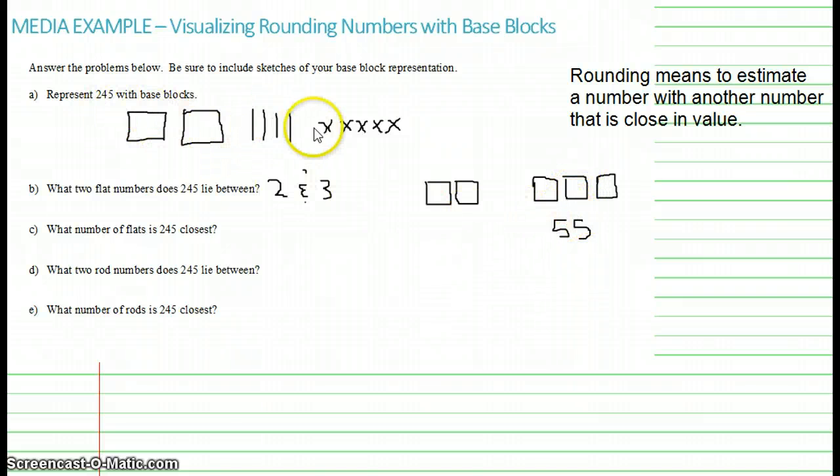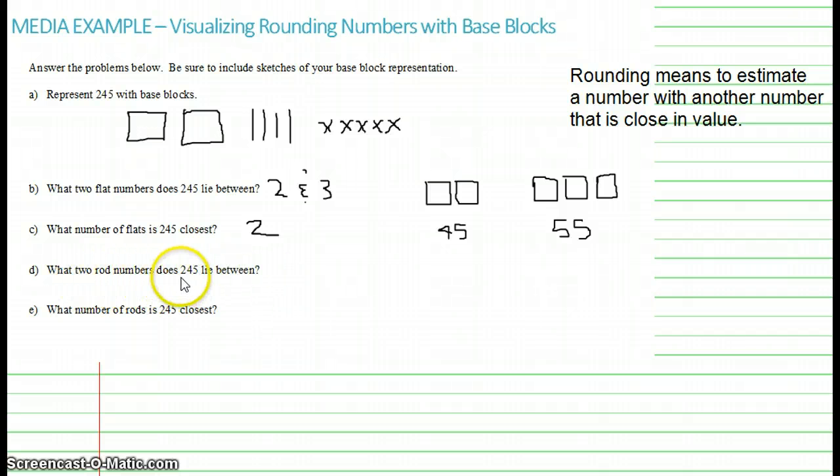And we know it has 45 more than 200. So we can tell now that it's closest to 2 flats. So if we were to round this number to the nearest hundred, 200 would be a good approximation. Let's look at the next question.